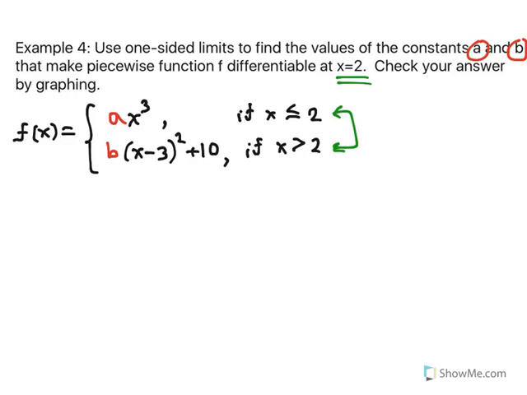Remember, continuity is necessary for differentiability, so we've got to make sure that we've got continuity at x equals 2, but it is not sufficient for differentiability. So after we make sure that we have continuity at x equals 2, we also have to make sure that we have differentiability at x equals 2. So here's how we're going to do the problem. We will begin by making sure that the function is continuous at x equals 2. And then we will make sure that the function is differentiable at x equals 2. In other words, we make sure that the two pieces connect at x equals 2, and then we make sure that the two pieces connect smoothly at x equals 2.